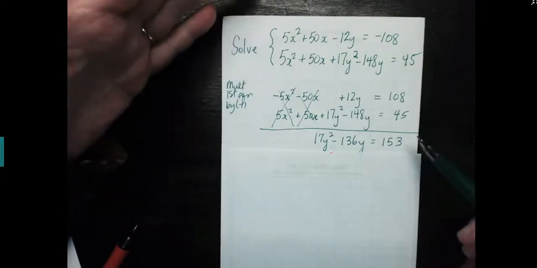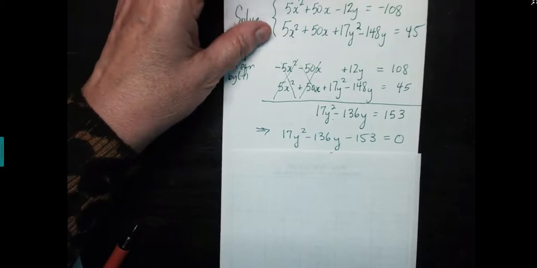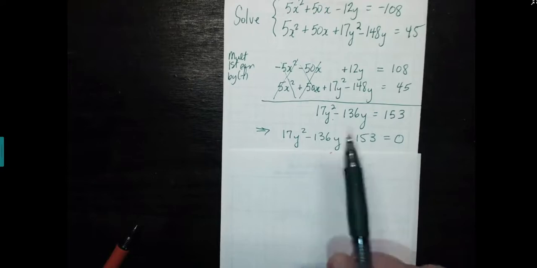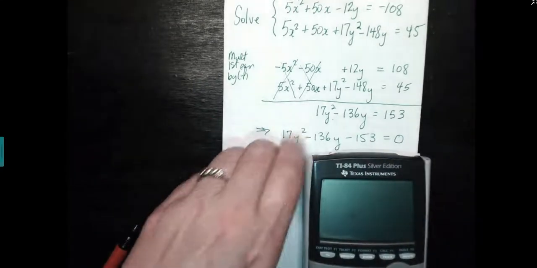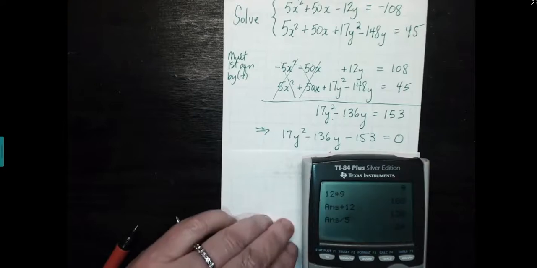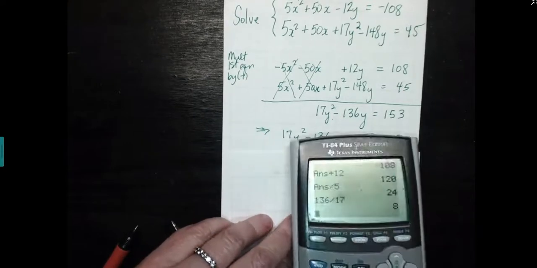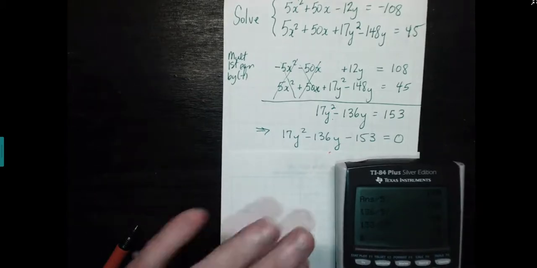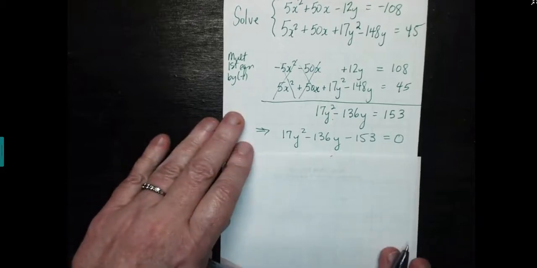I want this all to be equal to 0, so I'm going to subtract 153 from both sides. Now, it would really be nice if this first term was just y squared, if they had something in common. I don't know the factors of 17, but I'm really hoping that these are divisible by 17. Let's just see. What's 136 divided by 17? Hey, it's 8. And what about 153? It's wonderful. 8 and 9. Okay, so what I'm going to do here is I'm going to make this easier.